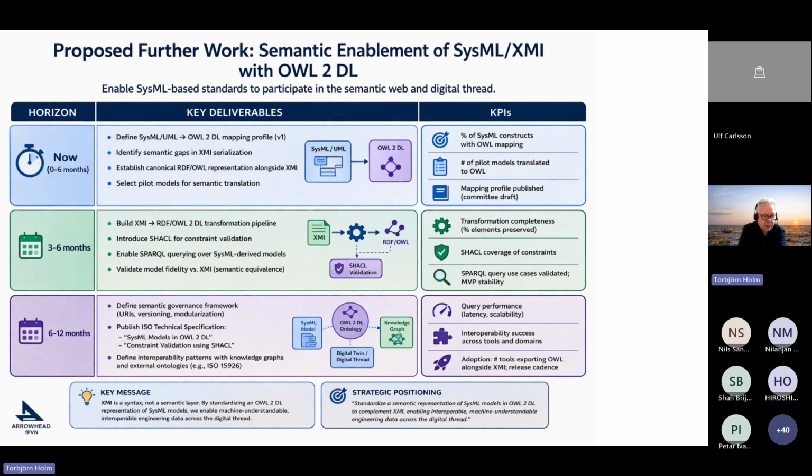Key message: XMI is a syntax, not a semantic layer. By standardizing on an OWL 2 DL representation of SysML models, we enable machine-understandable, interoperable engineering data across the digital thread. And strategic positioning: standardize a semantic representation of SysML models in OWL 2 DL to complement XMI, enabling interoperable, machine-understandable engineering data across the digital thread.